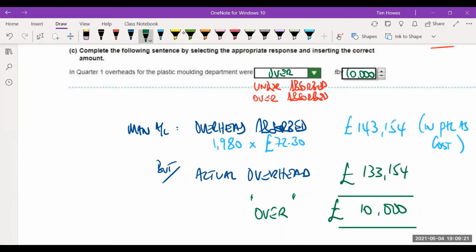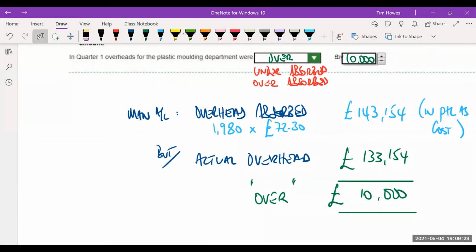Marvelous. And that's typically what they're going to ask you about, this process. Now, do just watch out, because the word absorbed, sometimes they also refer to this as recovered. So you might see them talk about overheads recovered and a recovery rate, but 99% of the time they're going to talk about an absorption rate rather than a recovery rate. But bottom line, we're talking about the same thing.